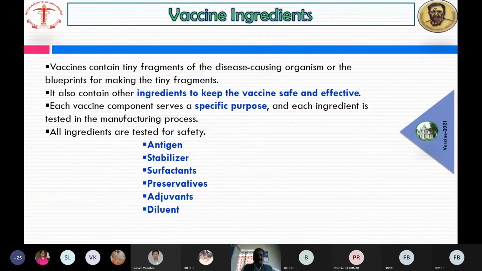Okay, that is some of the vaccines. Here, what are the vaccine ingredients? A vaccine is not a single component.